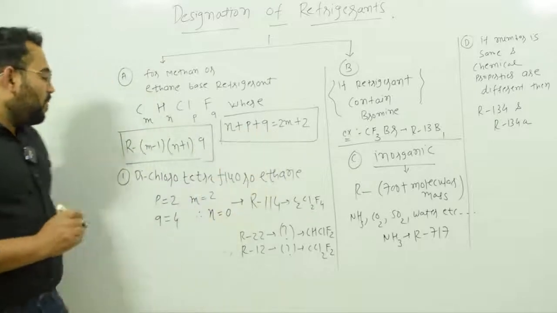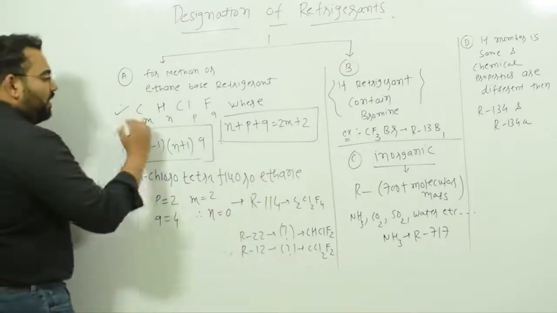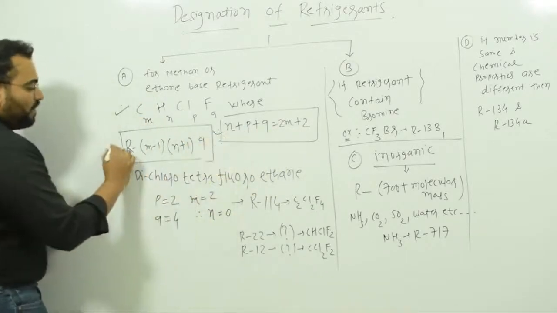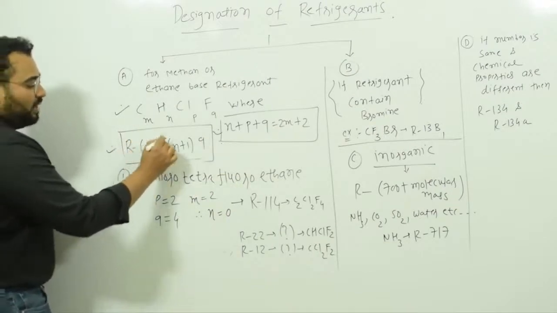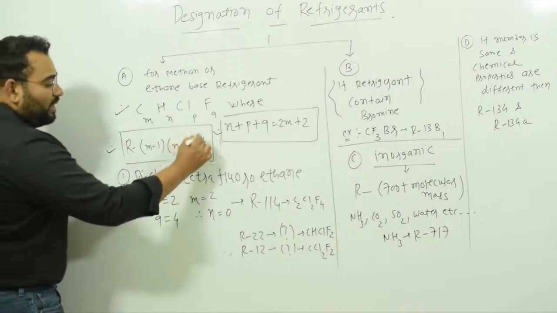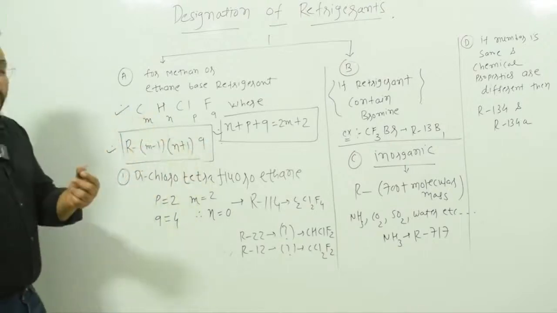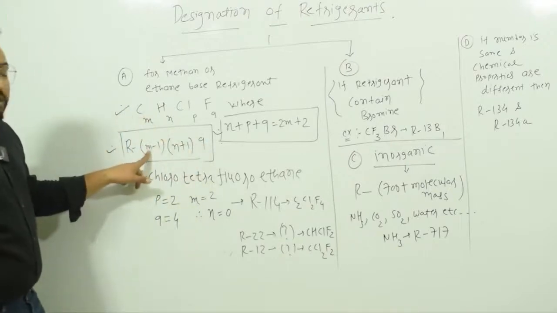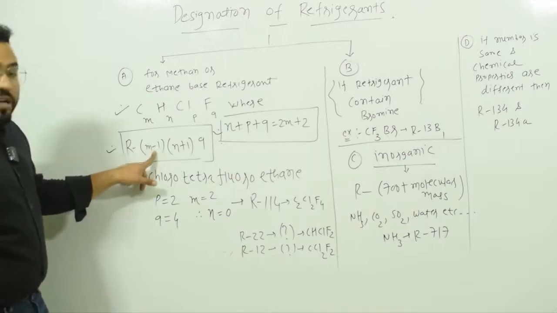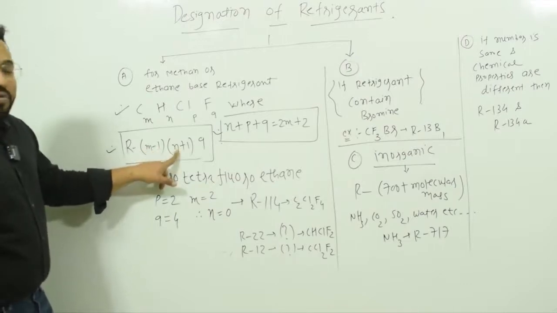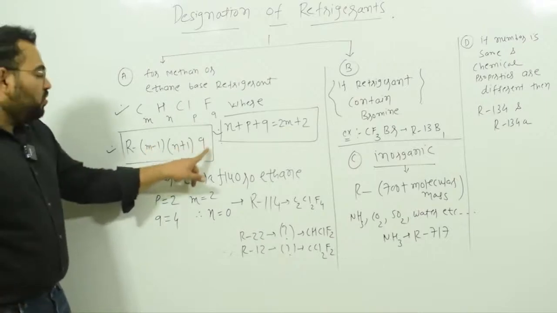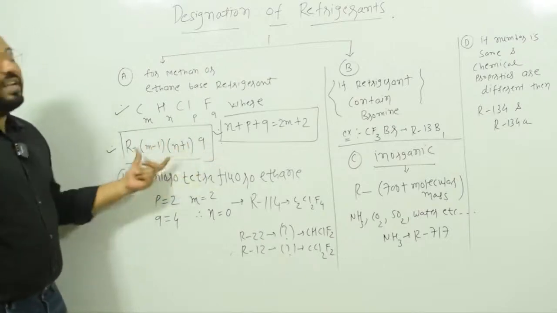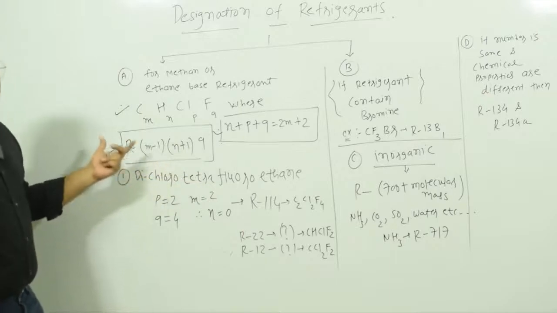So you have to remember this formula, and this is the refrigerant numbering: R dash (M minus 1)(N plus 1)(Q). Let's say M equal to 2. So 2 minus 1 will be 1. Let's say N equal to 0. So 0 plus 1 is 1. So 1, 1. And Q is equal to 2. So R 1, 1, 2. That will be the refrigerant number. That is how they derive it.